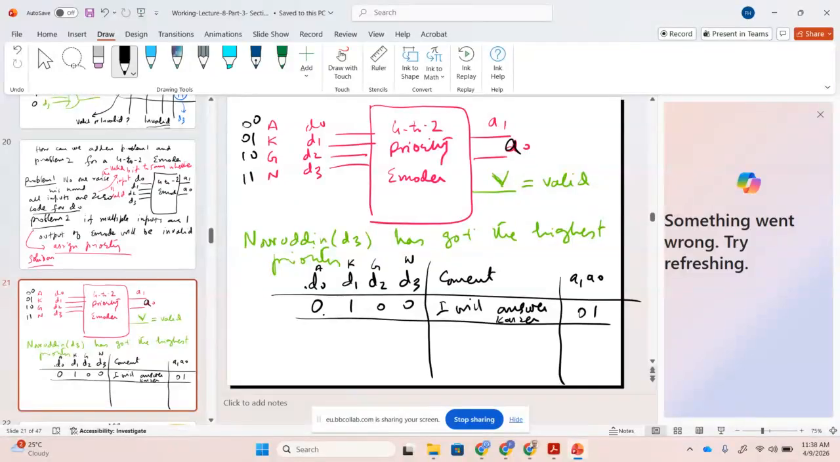But if we have the code for D0, so this is 0 1 and 1 and 0. Okay. Who has got the highest priority between Ghala and Kaiser?